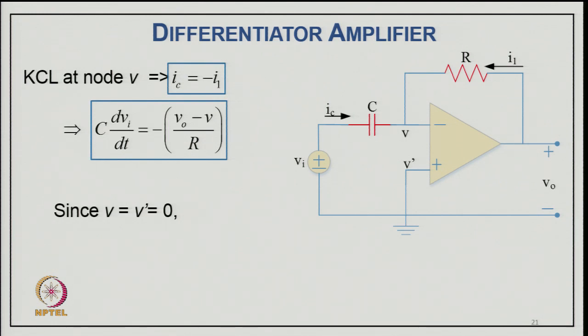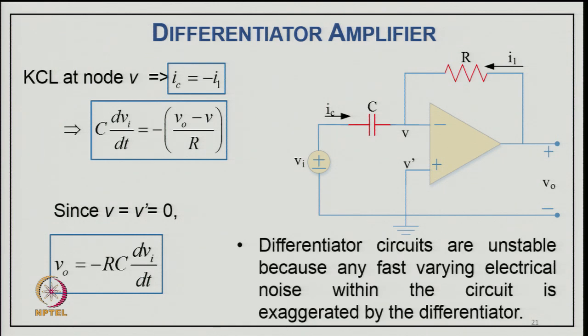Since V dash equals ground, that is 0, V0 will be minus RC dVI by dt, that is, the output voltage is the derivative of the input voltage. And differentiator circuits are unstable because any fast variation or electrical noise in the circuit is amplified by the differentiator.